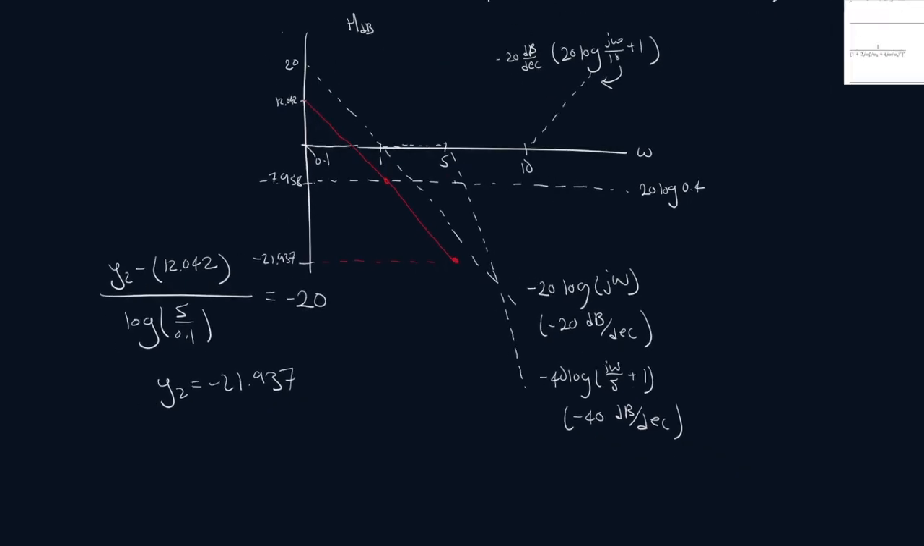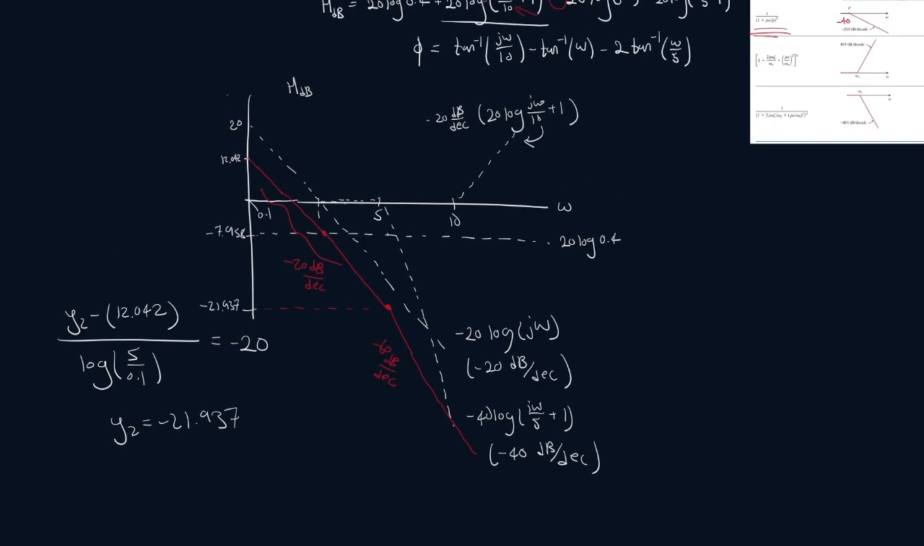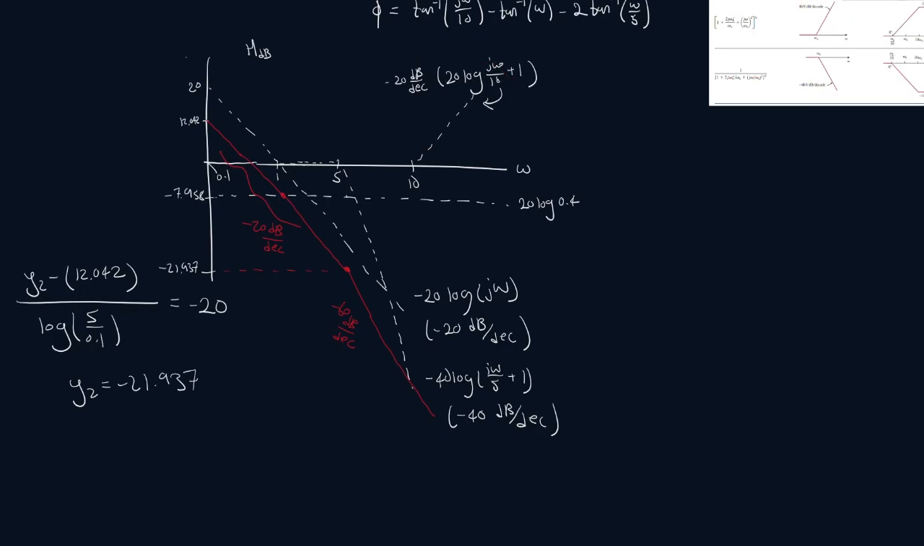And then notice this. All of this region had a slope of minus 20 decibels per decade. Now we have a slope of minus 60 decibels per decade because we have minus 20 plus minus 40. And this continues until we hit 10, where then we have a slope of 20 decibels per decade. So that causes this and this to cancel each other out. So then we're just left with minus 40 decibels per decade. So it moves like this after that.